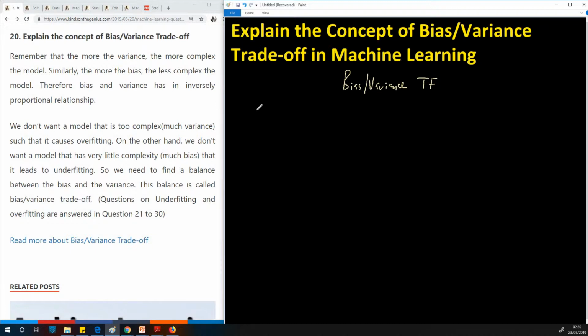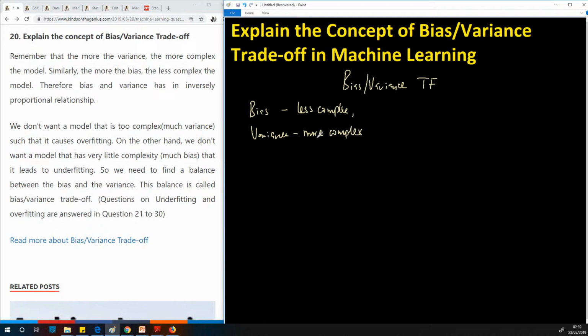Let me write it a bit. We have bias, we have variance. In case of bias, we have less complex. This is variance, more complex.